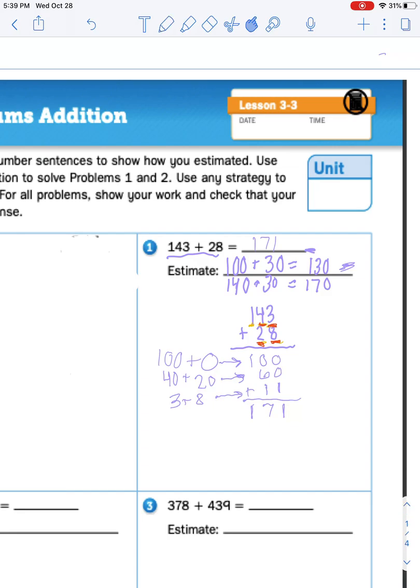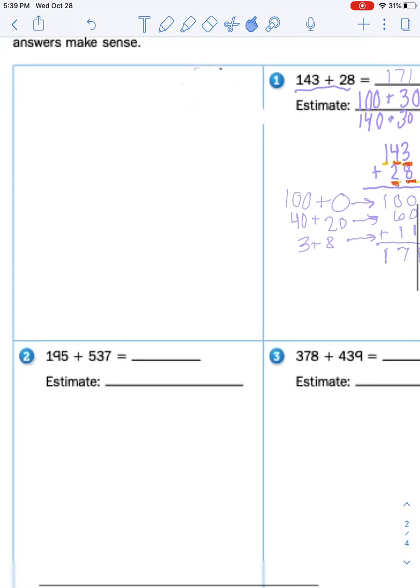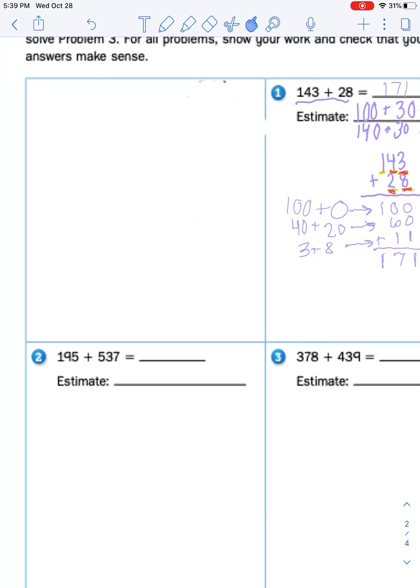Okay, let's do a few more problems. So that one was a 3-digit by a 2-digit. Here is a 3-digit by a 3-digit. You notice how there's 3 numbers and 3 numbers. That's what I was telling you about.